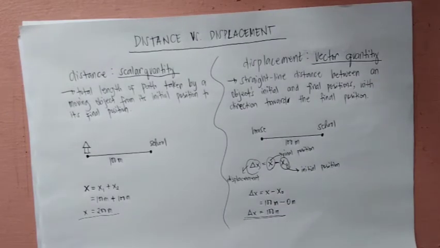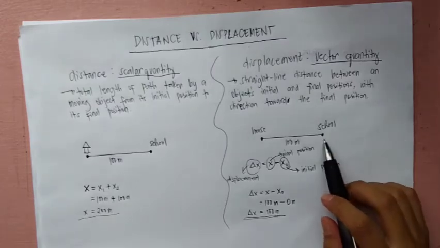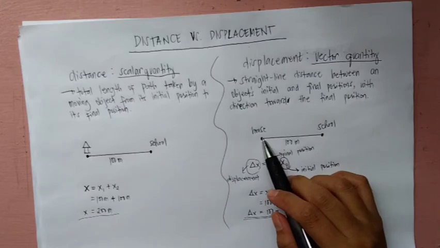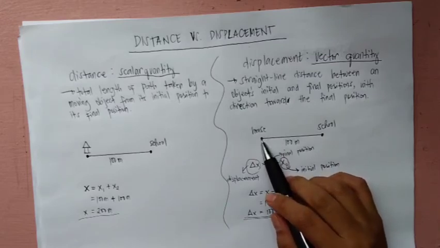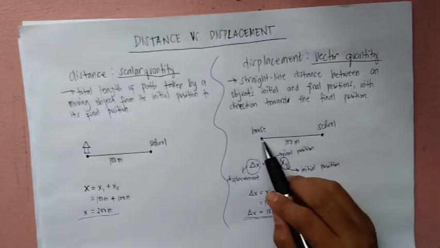The second case is when the student goes back from his school to his house. So how many points do we have? 1, 2, then he goes back to his house.